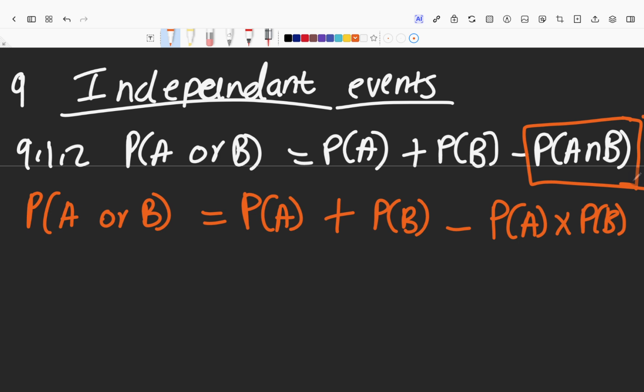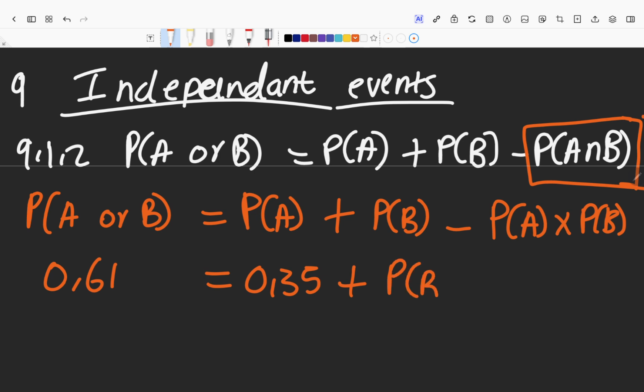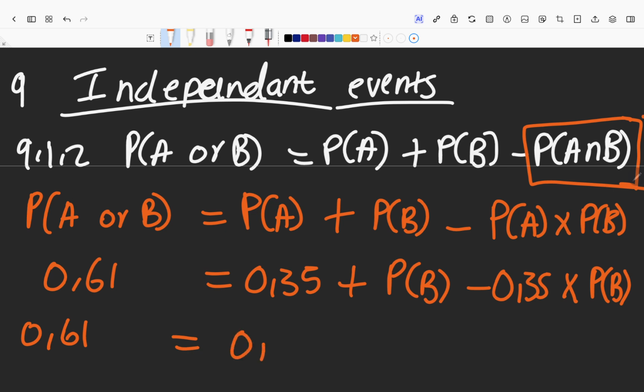We can just simply substitute and find the probability of B. We are already given the probability of A or B, 0.61. It equals 0.35, that is the probability of A, plus the probability of B minus 0.35 multiplied by the probability of B. So 0.61 equals 0.35 plus the probability of B minus, and then you're going to multiply because it's basically multiplication, 0.35 multiplied by the probability of B.